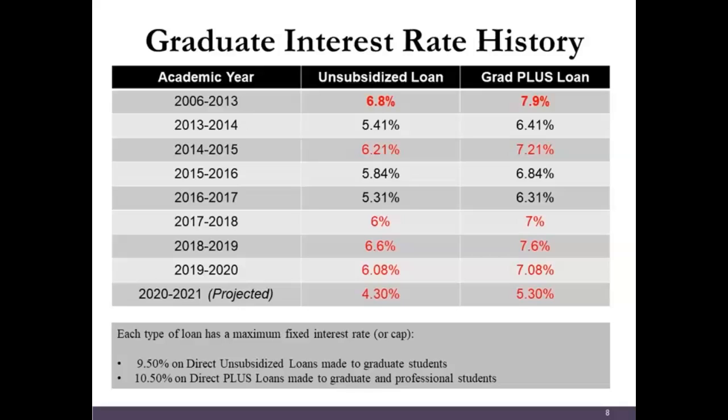These interest rates also do have caps, so basically they can never go over a certain amount, and that amount is 9.50 for the direct unsubsidized loan, which is still a very high percentage, and 10.50 for the direct Grad Plus loans. So that just basically means, even if they do that whole calculation and it ends up being higher than that, they just can't go over those certain percentages. But yeah, this is kind of just so you can have the history of the interest rates from 2006 basically until hopefully 2021.